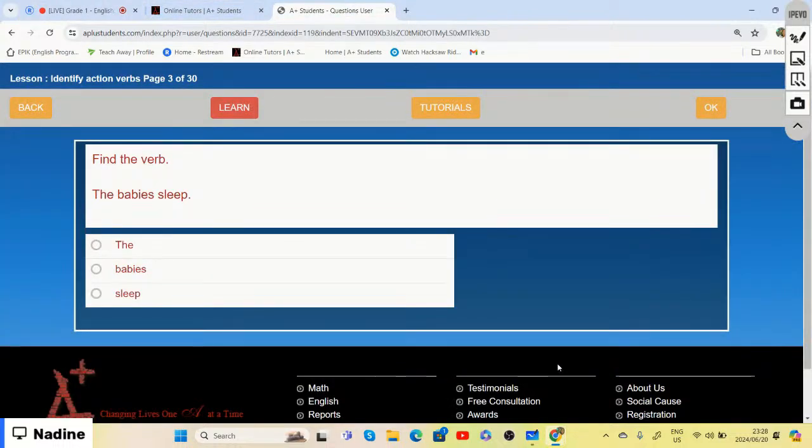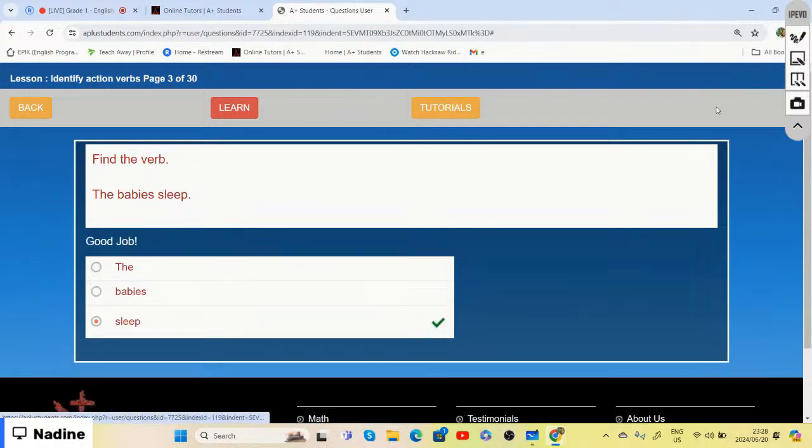All right, and if we were to find the verb, then we can say sleep. So that is correct, sleep, because it tells us what the babies are doing. So well done, sleep is correct.